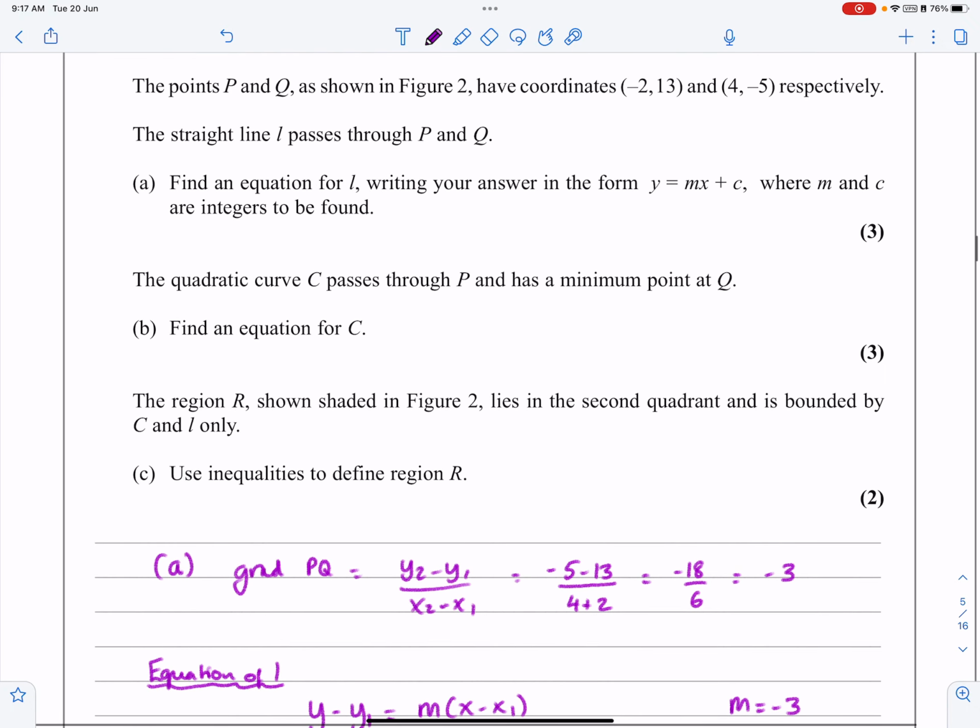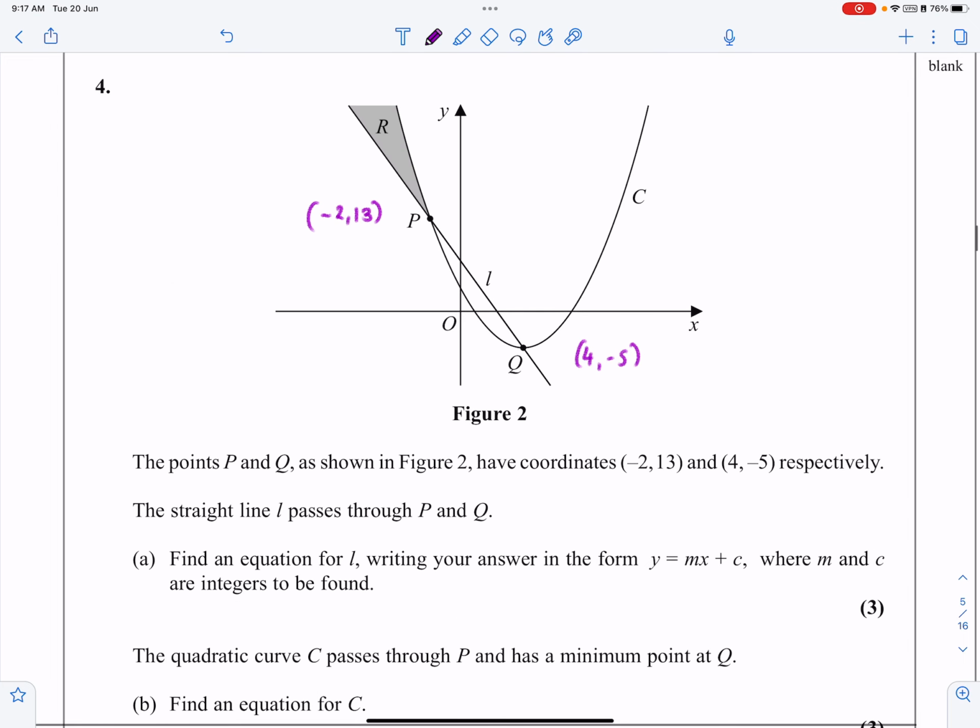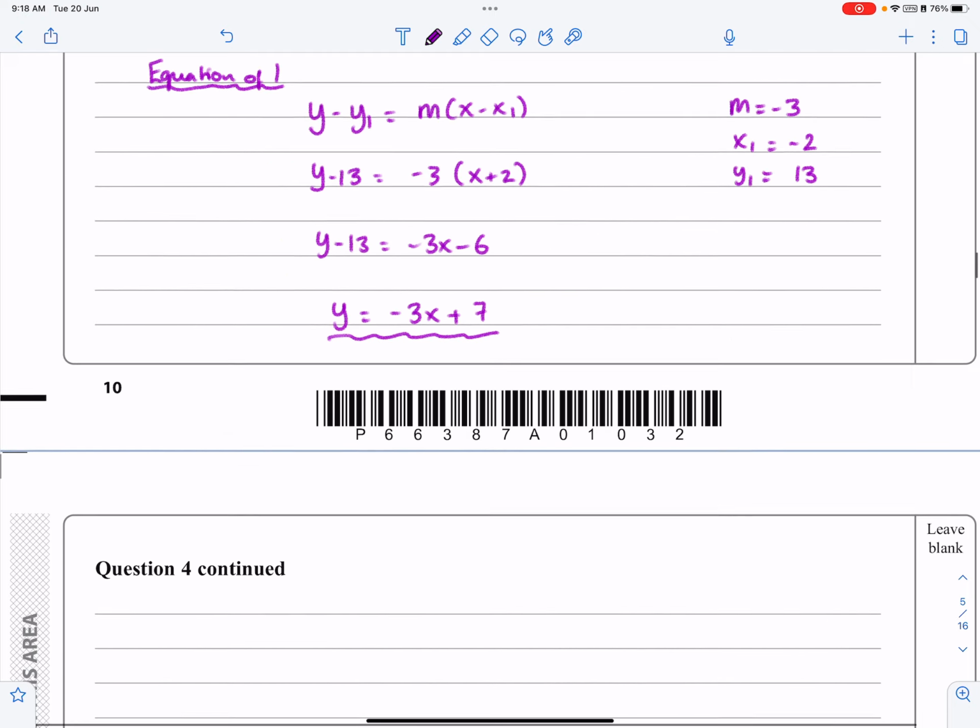Let's have a look at parts B and C. We'll look at both now. It says the curve that passes through C has a minimum point at Q. Find an equation. And then it's inequalities for the last part. Okay, well, let's focus on part B first of all. If I know Q is a minimum point here, and I know it's 4, minus 5, then I'm going to use my knowledge of completing the square to work out what the equation is going to be.